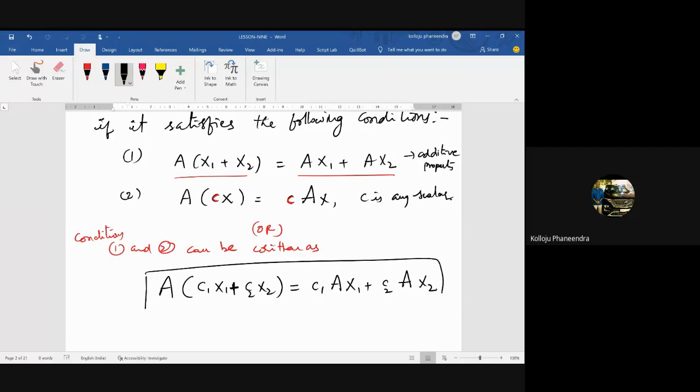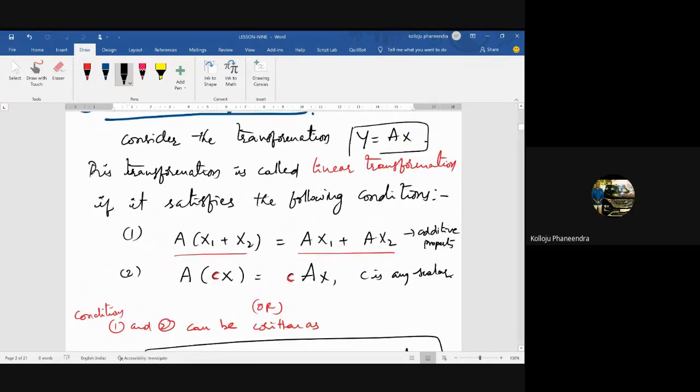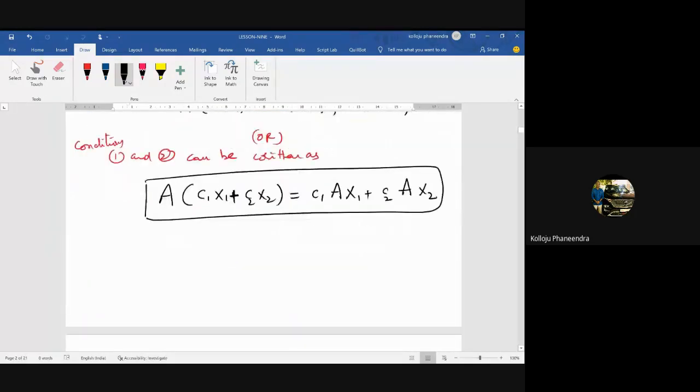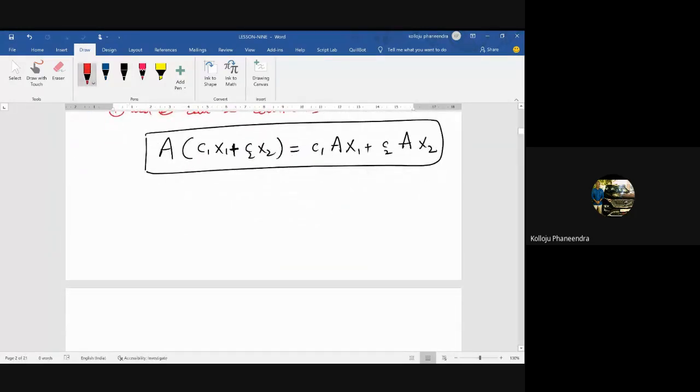This condition is enough. Then the transformation y equal to Ax is called a linear transformation. Just the definition is important in linear transformation. Another one is the orthogonal transformation.